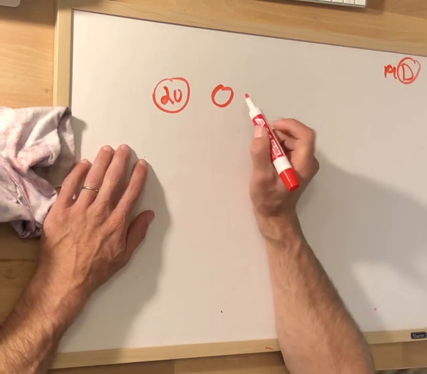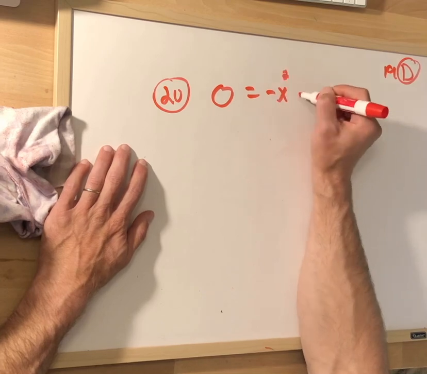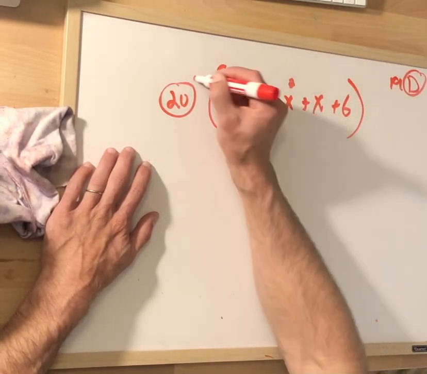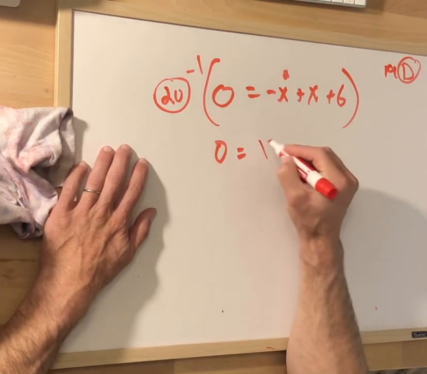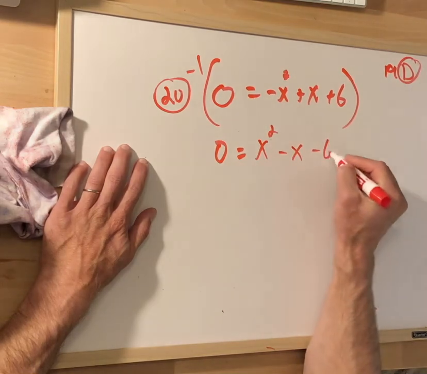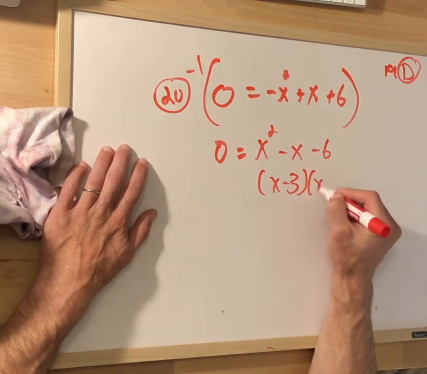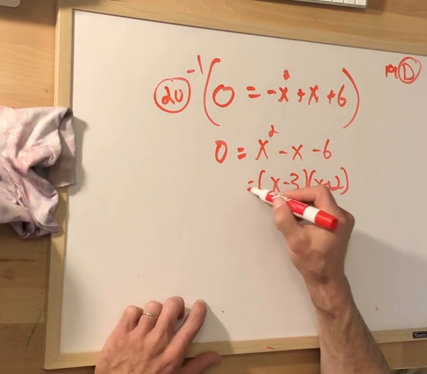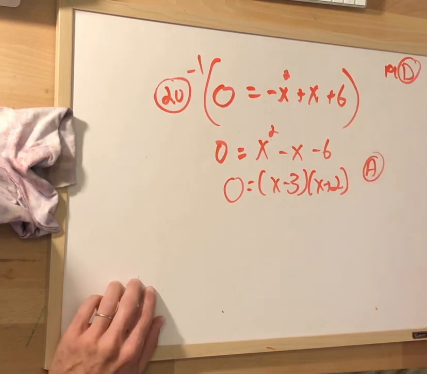All right, for number 20, I set it equal to 0, negative x squared plus x plus 6. I'm going to multiply this whole thing by negative 1 to get positive x squared minus x minus 6. And then you can factor it: x minus 3 times x plus 2. And then set equal to 0. Your answer is negative 2, positive 3, which is letter choice A.